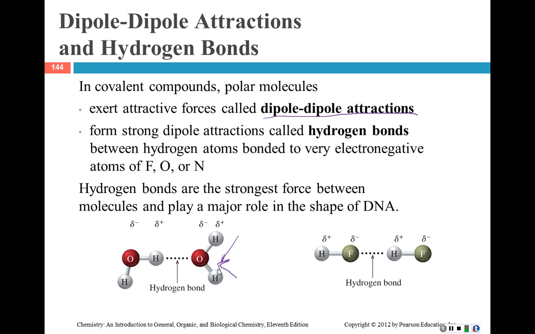Polar molecules also can form strong dipole attractions called hydrogen bonds. Hydrogen bonds occur between a hydrogen and a very electronegative atom on another molecule, such as oxygen, fluorine, or nitrogen. Hydrogen bonds are the strongest force between molecules, and they shape a lot of molecules, especially in the body, including DNA.